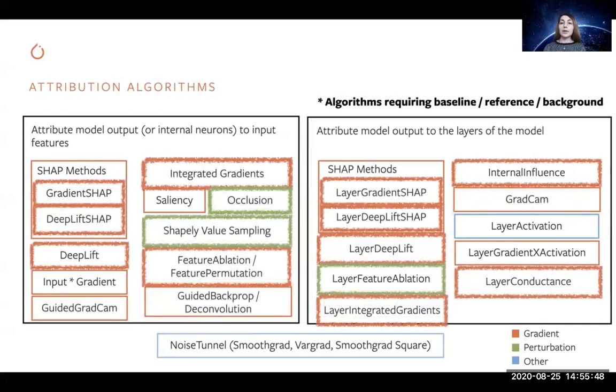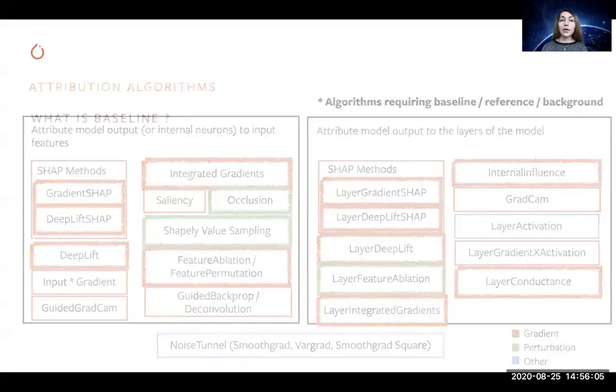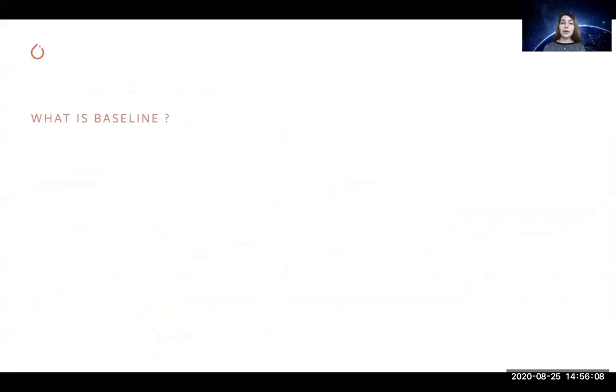There are a number of algorithms that use so-called baseline, or reference. Baseline is a very well-known and important notion in the world of attributions, and I would like to spend a couple of minutes to describe it. So what is baseline? In order to understand what characterizes a certain object, we compare it with another object that lacks those characteristics. Baseline is based on that same concept.